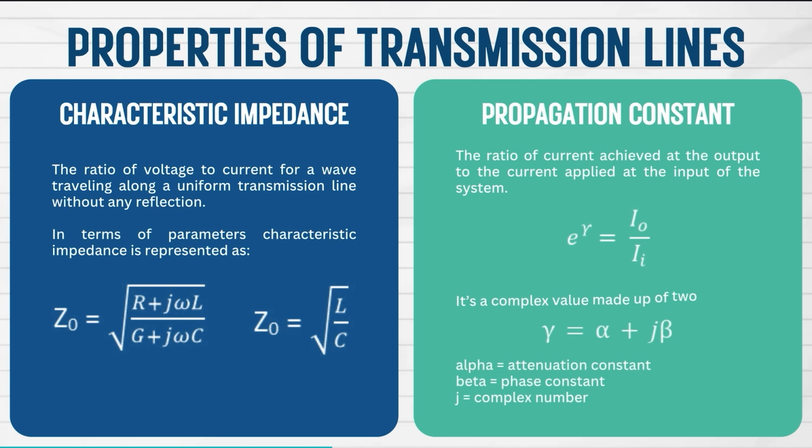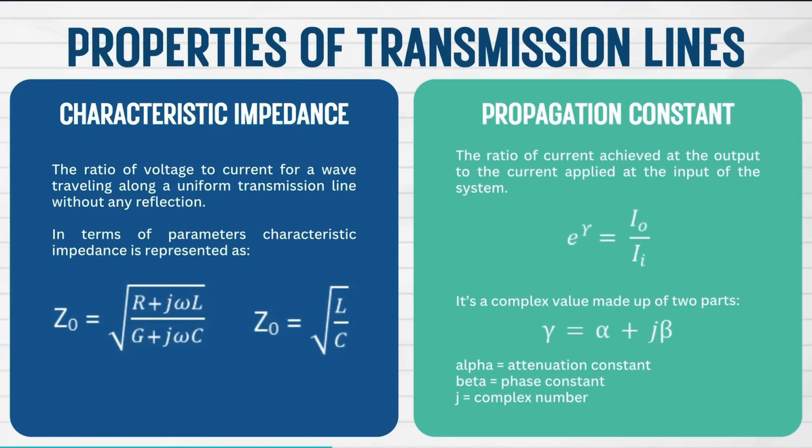When we talk about transmission lines, there are two key properties that really help us understand how signals behave as they travel: characteristic impedance and the propagation constant. These properties are easiest to study when the line is built evenly along its length, meaning it's uniform and symmetrical. That way, the signal moves smoothly without sudden changes or reflections, making analysis and design a lot more predictable.